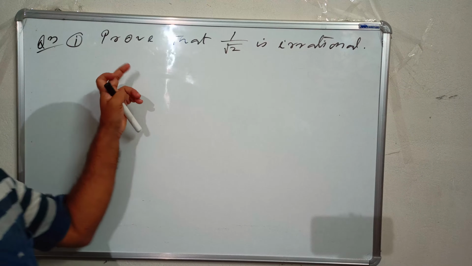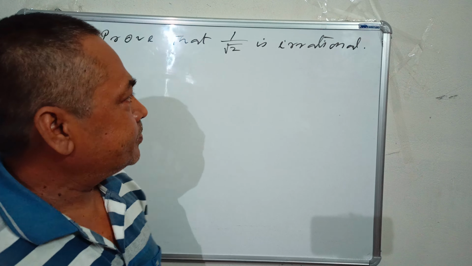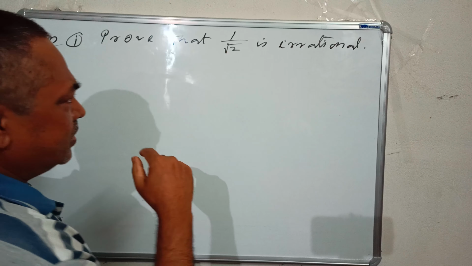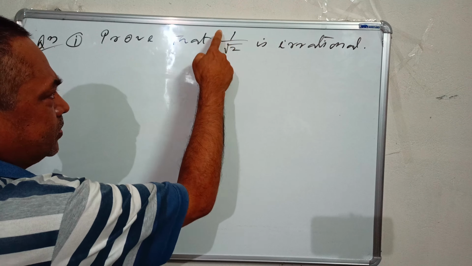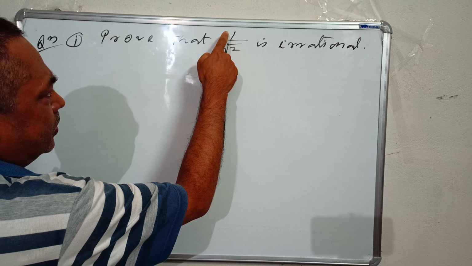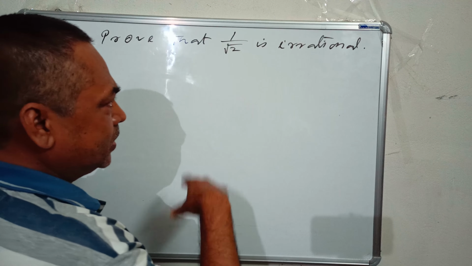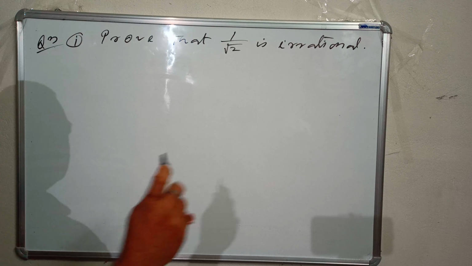See this question. Prove that 1 by square root 2 is irrational. Okay. So this is also irrational. So we have to prove it irrational. 1 by square root 2 is irrational because this is the quotient of a non-zero rational and an irrational. So it must be an irrational. But we are going to prove that it is irrational. So our process is same.